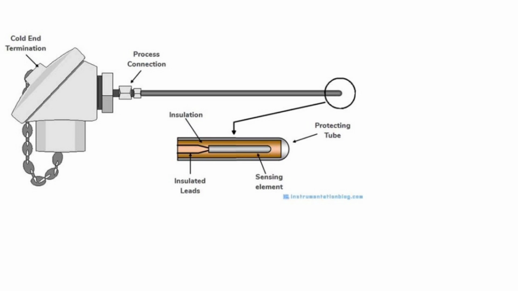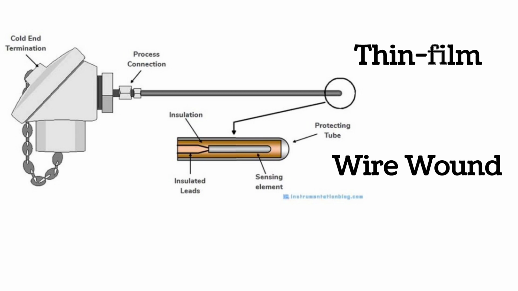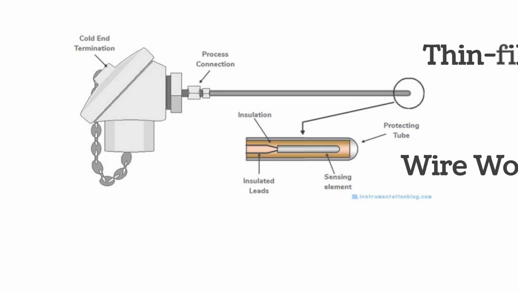This is the practical diagram of an RTD. The platinum is present at the tip. But here comes the main problem: in which shape should the platinum be deposited at the tip? For that, RTD has two types, thin film and wire wound. Let's see the constructional diagram.